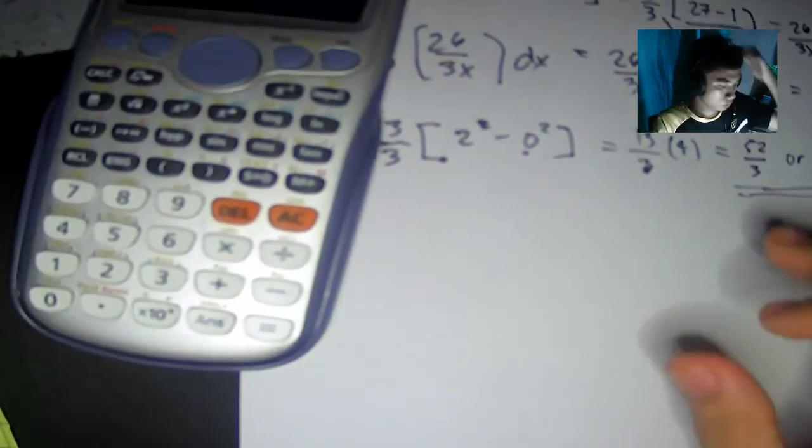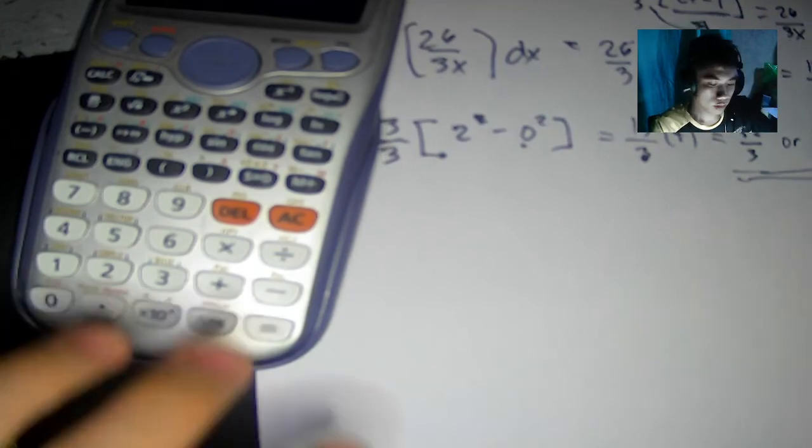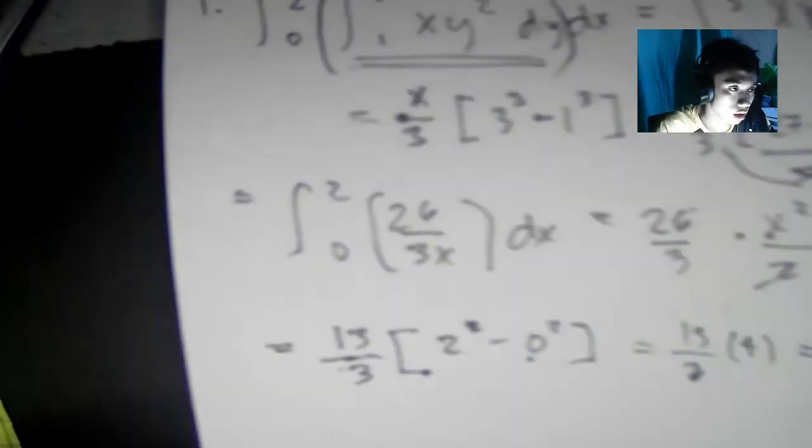So next, we'll just use the backside. I don't think we can fit the backside, so let's just take another bond paper here. So, triple integrals.